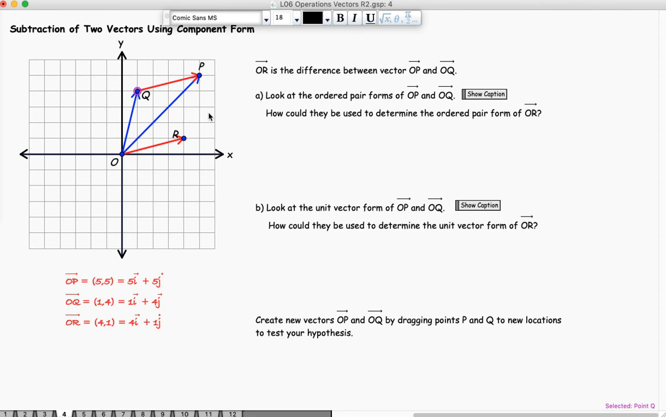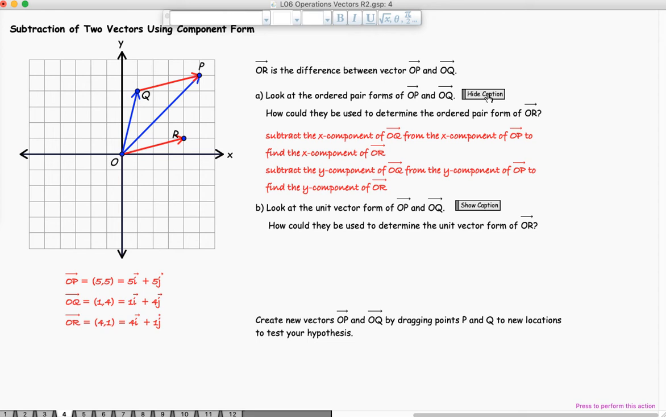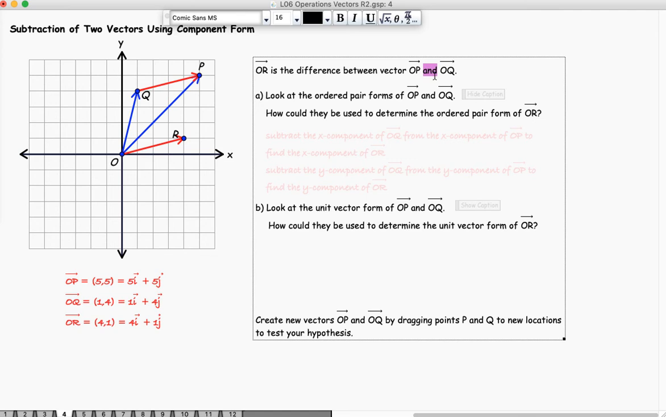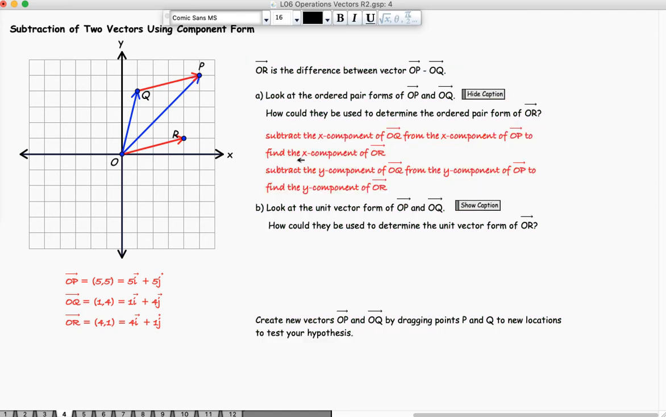And I'll put that there. Then we'll move the other vector around. And is your hypothesis still working? So what was your hypothesis? Did you say you should subtract the components? And I noted up here, I said the difference between vectors OP and OQ. I just want it to be clear that it was OP minus OQ.